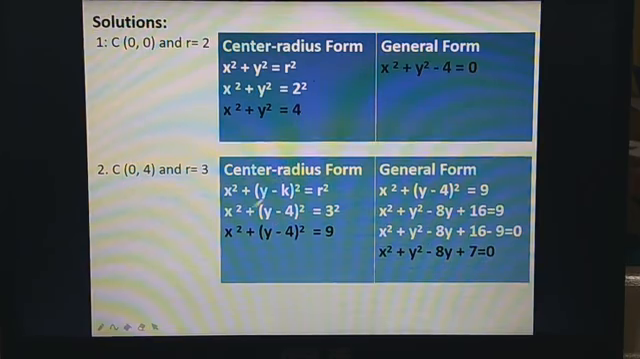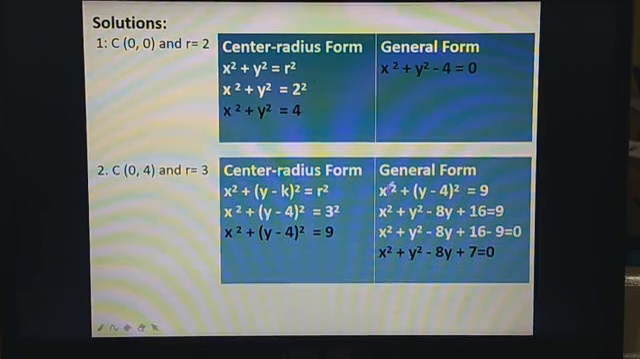So from our center radius form, we are going to expand the squared binomial and then write it in general form. So let's copy. We have x squared plus the quantity of y minus 4 squared is equal to 9. So etong squared binomial na y minus 4 yan, we are going to rewrite this as a perfect square trinomial.